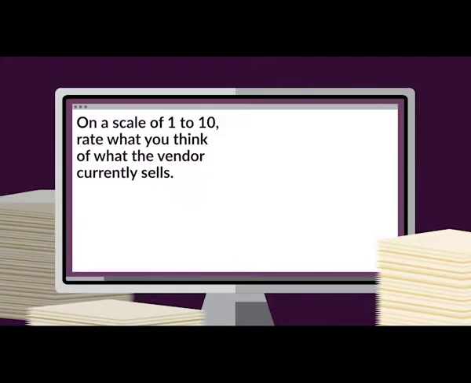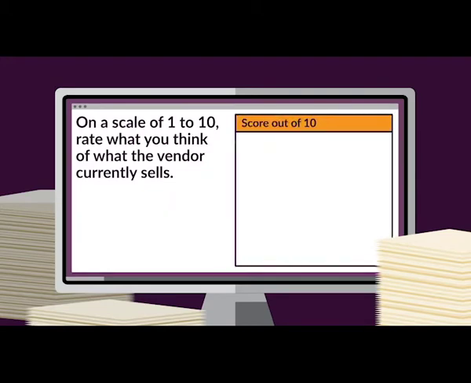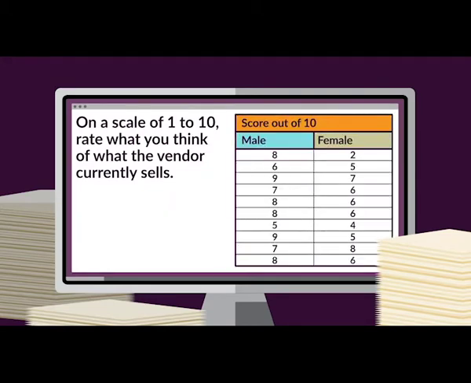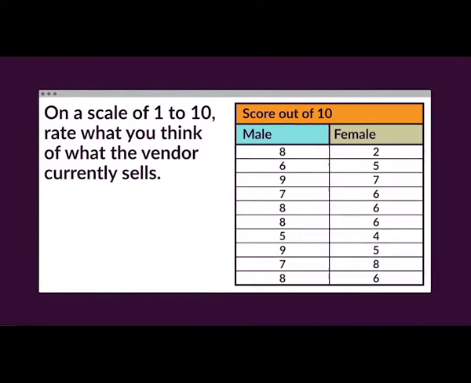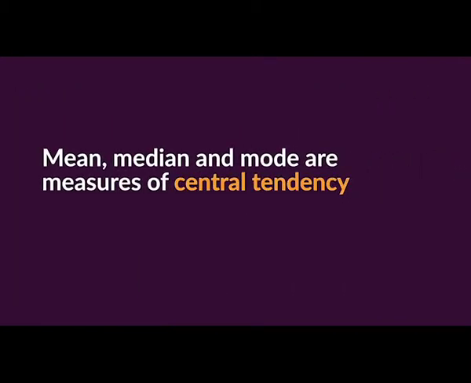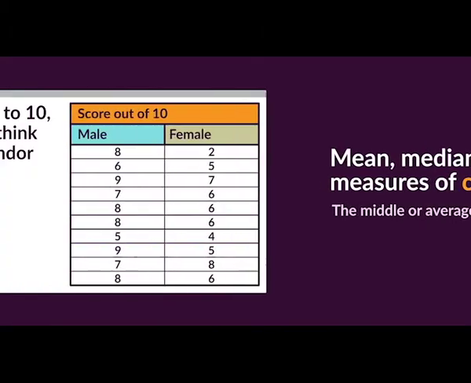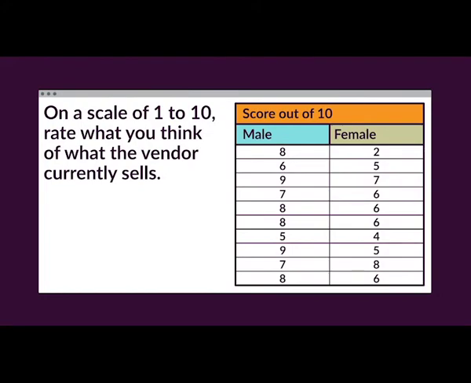She starts by looking at what people think of what the vendor sells and divides the data into 2 sets. The male and female responses, so she can find the mean, median, and mode for each of these data sets. The mean, median, and mode are called measures of central tendency, which is a formal way of saying that they tell you about the middle or average of a data set. In this case, the central tendency would be the general feeling about what the vendor sells.